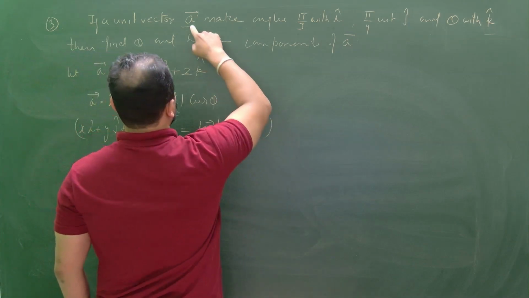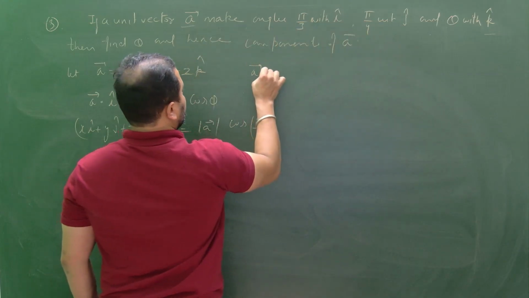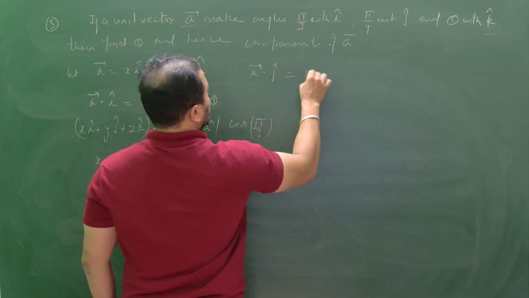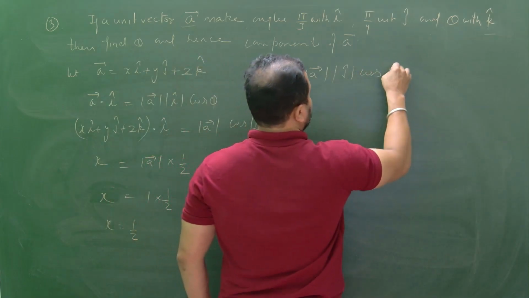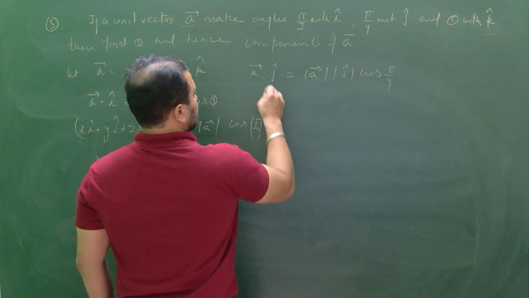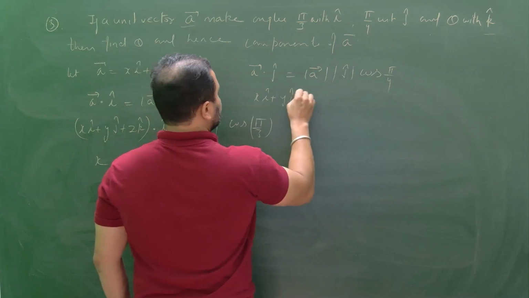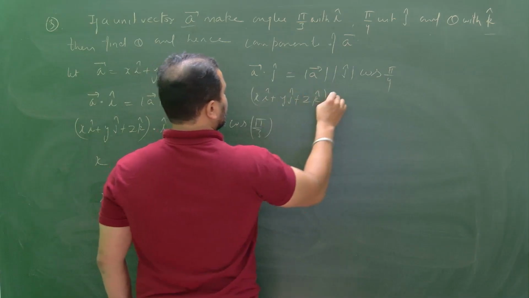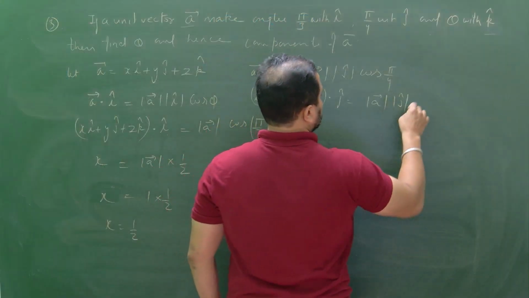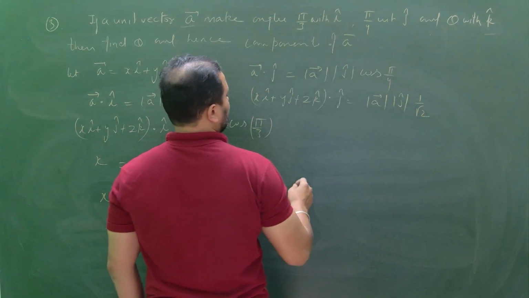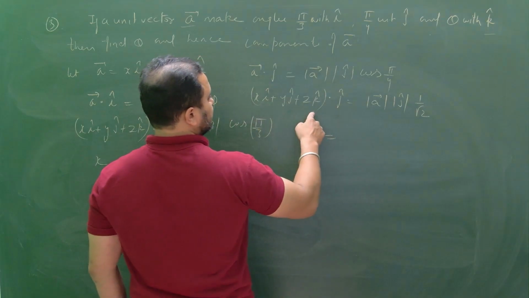Similarly, the next: this vector with j cap is π/4. So vector a with j cap, the dot product will be like this. This time cos of the angle is cos π/4. So the same process happens again: x i plus y j plus z k dot j, cos 45. This time j dot j is 1, so the value is y, and the rest, i and k, will be 0.